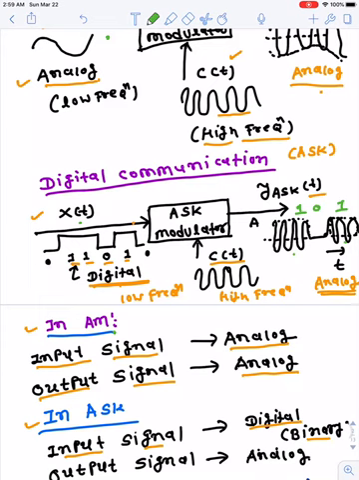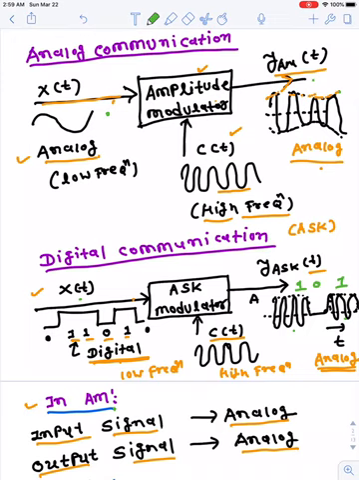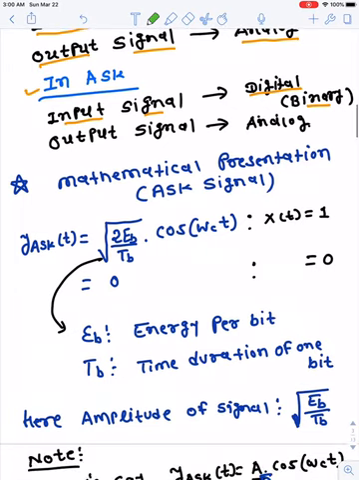The output largely depends on the amplitude of the input signal. But the difference between these two is that in analog communication, or in the amplitude modulation scheme, the input and output both are analog in nature, whereas in digital communication your output is analog but the input is digital in nature. So this is what has been written over here. Now we will see the mathematical expression of amplitude shifting key.